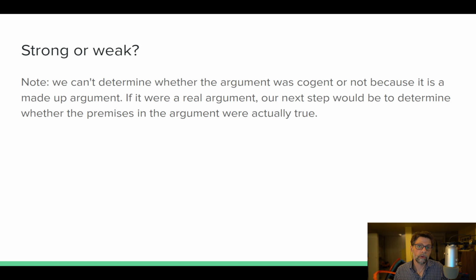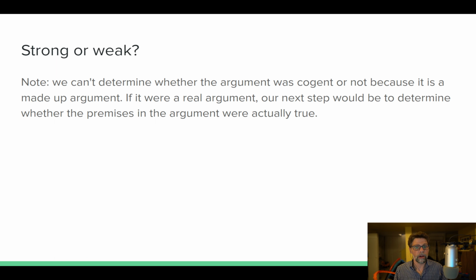But we live in the real world, and sometimes we have to go on not perfect information. In this case, our information is actually really good. I mean, 15 patients stayed in that room, and they all had prolonged illness. You know, what else do you want? But note that we can't determine whether the argument was cogent or not.